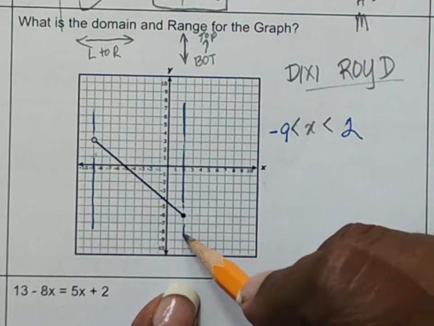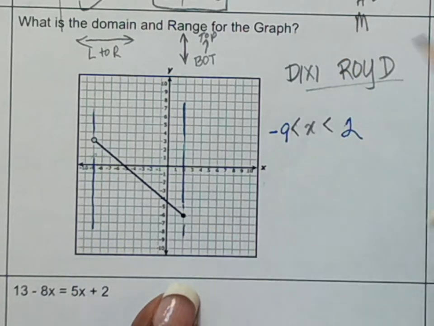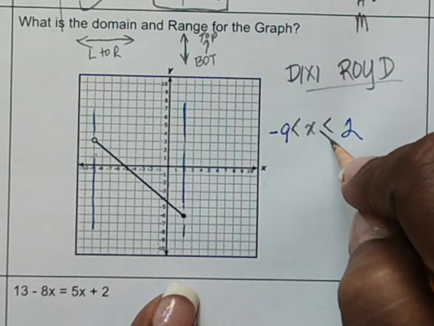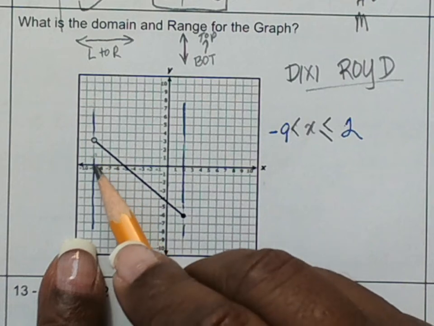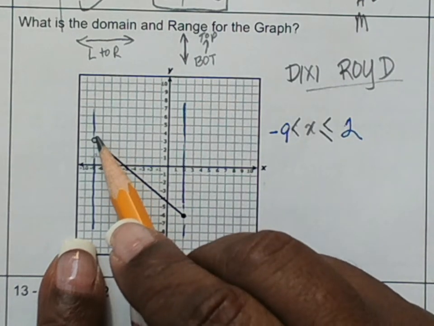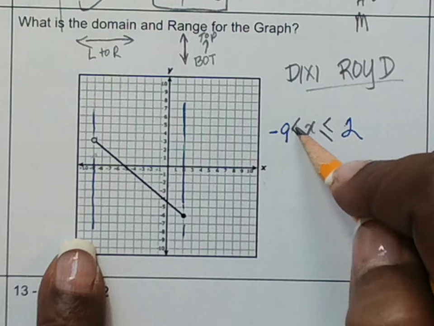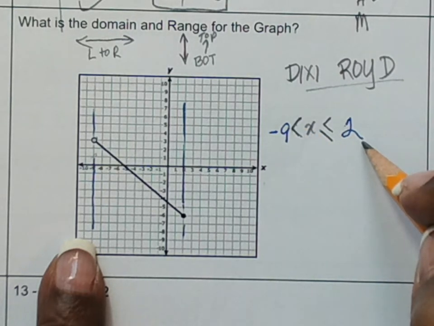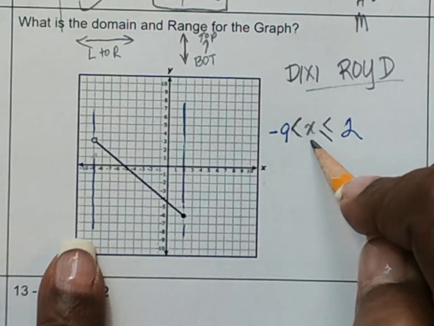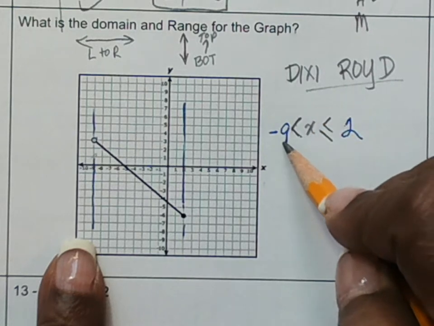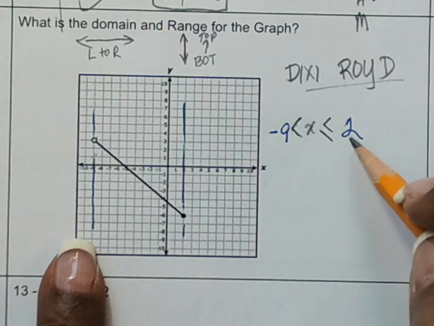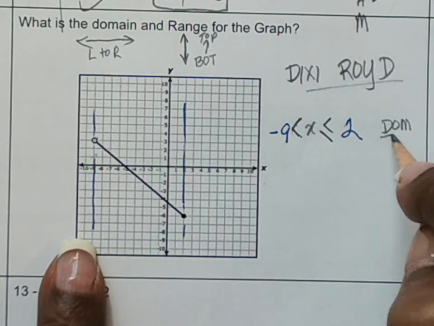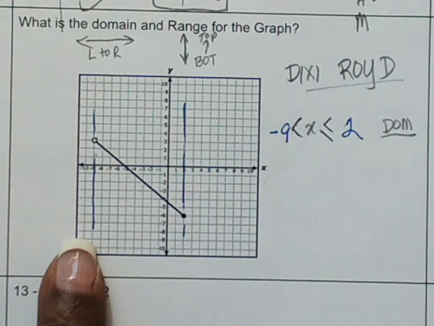I'm looking at the 2, and I noticed it has a closed circle. That means it could be 2, so it could be equal. Now I'm looking at the -9. I see it has an open circle. That means it will never be -9, so it stays like this. Now how do you read this? You read this, x is greater than -9 and less than 2. This is my domain. I know it is because it has an x in there.